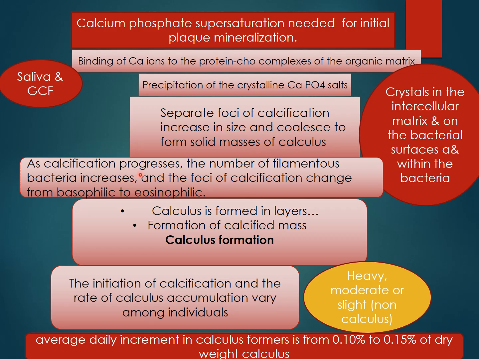During this calcification, the number of filamentous bacteria also increases, and these foci of calcification change from basophilic to eosinophilic. As we said, the calcification will be formed in layers, and these coalesce to form a calcified mass called calculus. The initiation of calcification and the calculus accumulation may vary from individual to individual and from location to location. So this can be categorized as heavy, moderate, or slight.